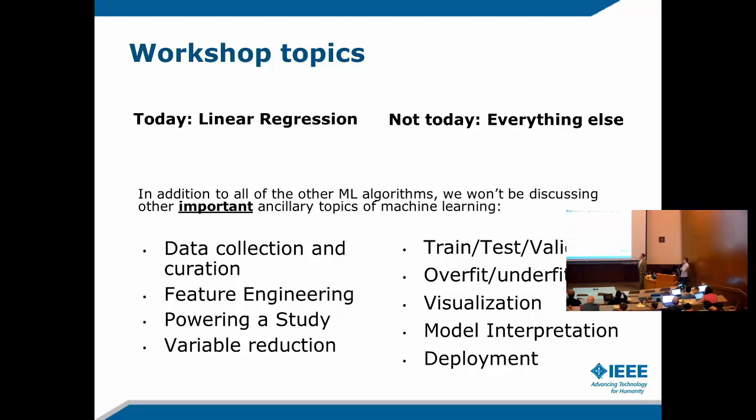How many data sets do you need? What about variable reductions? When you have thousands of variables, like in the genome, how can you reduce that down to something meaningful? The train, test, and validate framework for validating your models, the notion of over and underfitting, visualization, model interpretation, and deployment. We're not going to get a chance to cover those. We're really getting to the fundamentals of what is a model, in this case a linear regression model, and how do you train it.